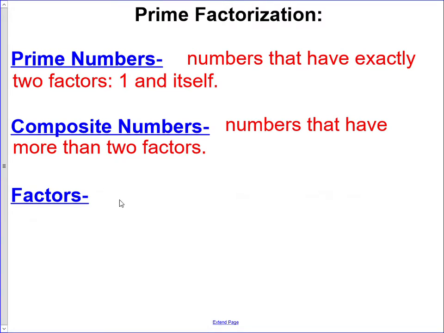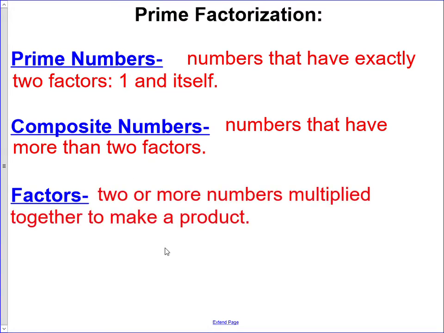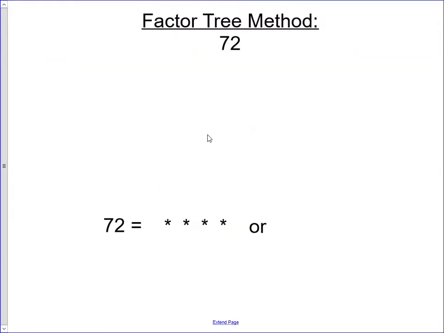And just remember, when I'm talking about factors, I'm talking about the numbers multiplied together to make a product. Okay, so let's just take a look at prime factorization. One method is the factor tree. So I think you'll remember this once we get started going through it. So let's just prime factor 72.